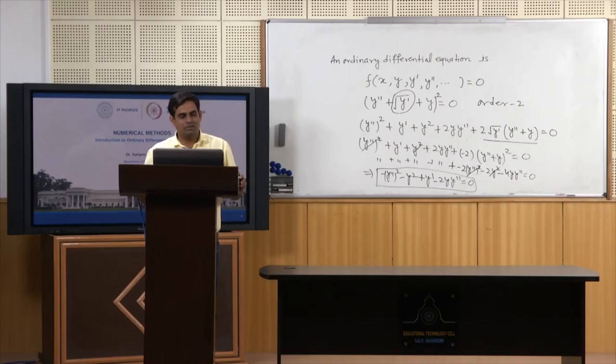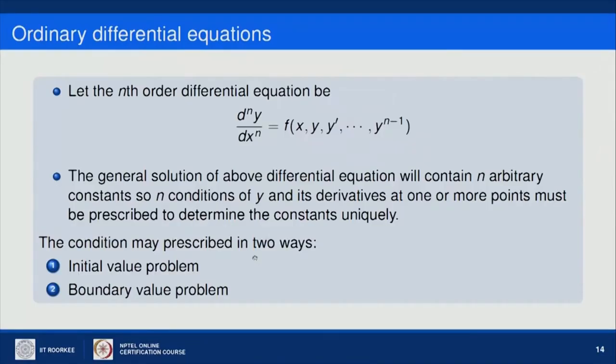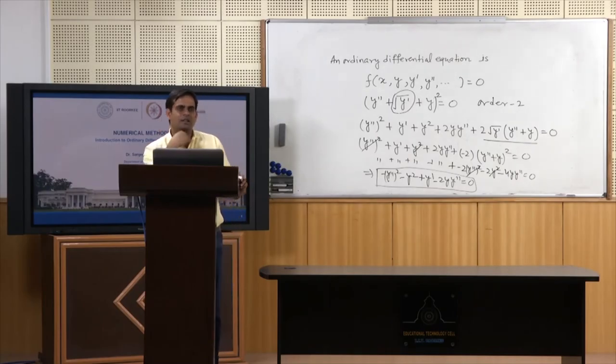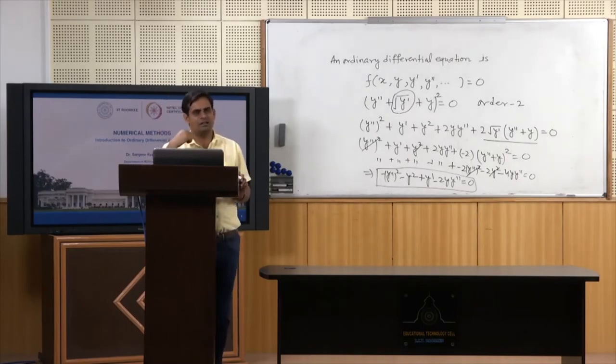There are two types of conditions in the case of ordinary differential equations. One is called initial value, another is boundary value. If initial conditions are given to you, the differential equation together with the initial conditions is called an initial value problem. However, if boundary conditions are given, then the differential equation with those boundary conditions is called a boundary value problem. So, let us take some examples of this.